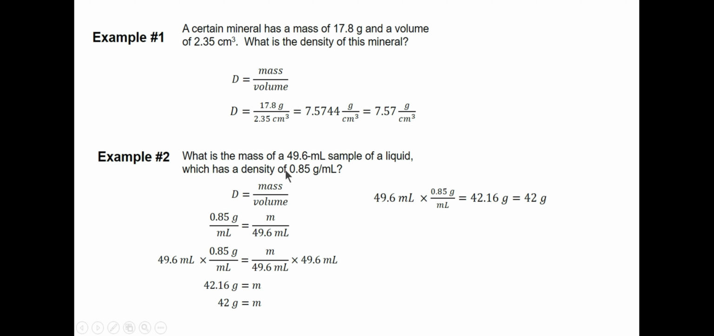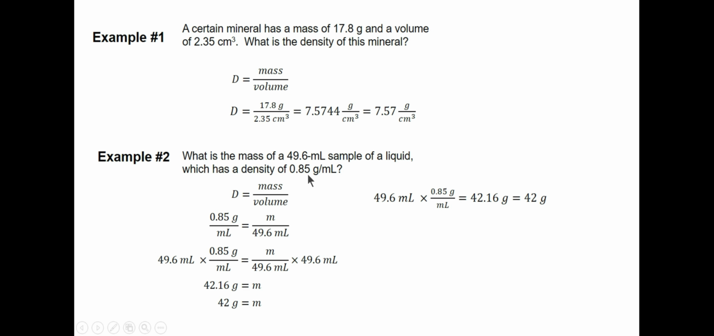One, density is equal to mass over volume. I'm going to put in that I know the density over here. I don't know the mass. I know the volume. And now I have to do a little bit of conversion. I need to multiply both sides by 49.6 to get rid of the volume on this side and isolate mass. And I get 42.16, which rounds to 42 for proper significance.